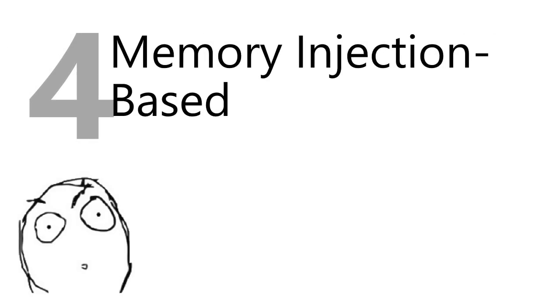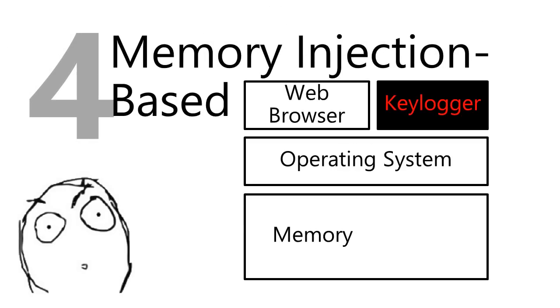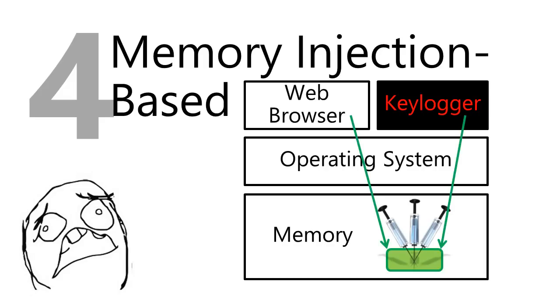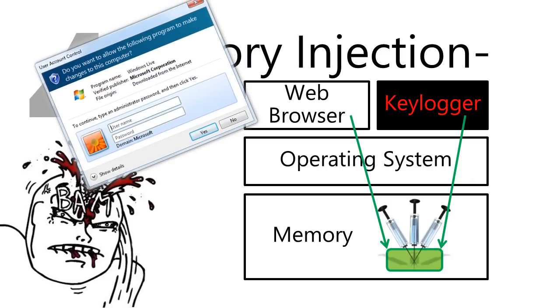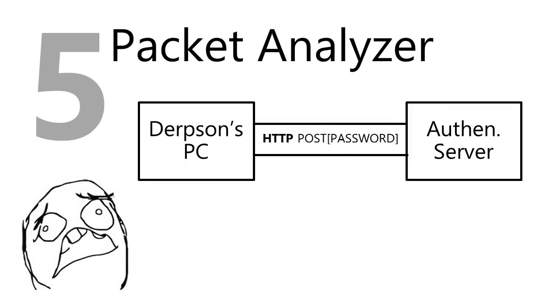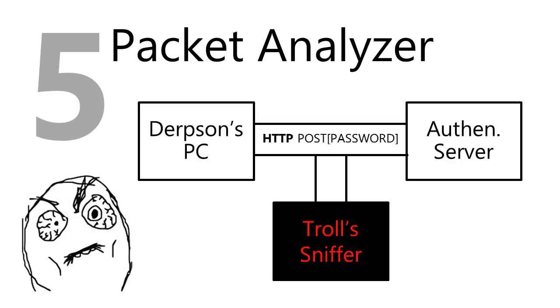The fourth is memory injection-based. Memory injection keyloggers alter memory tables associated with the browser and other system functions to perform their logging functions by patching the memory tables or injecting directly into memory. This technique can be used by malware looking to bypass Windows User Account Control. And the last one is packet analyzer. This involves capturing network traffic associated with HTTP POST events to retrieve passwords.